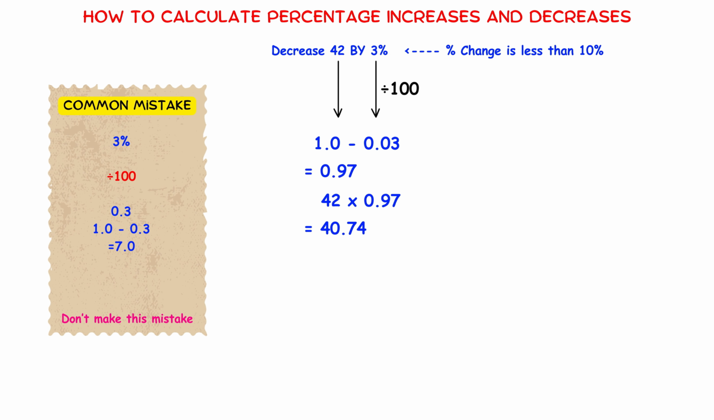Now, one thing to watch out for with these is when the percentage change is less than 10%, like here, where we're trying to decrease 42 by 3%, which is equivalent to 0.03. So we'd have to do 1 minus 0.03 to give us 0.97 as our multiplier. A really common mistake here would be to think that 3% is 0.3 and do 1 minus 0.3 to get 0.7 as the multiplier instead. So just watch out that you don't make this mistake, and remember to divide your percentages by 100. So to find the actual answer, here we'll just do 42 times 0.97 to get 40.74.